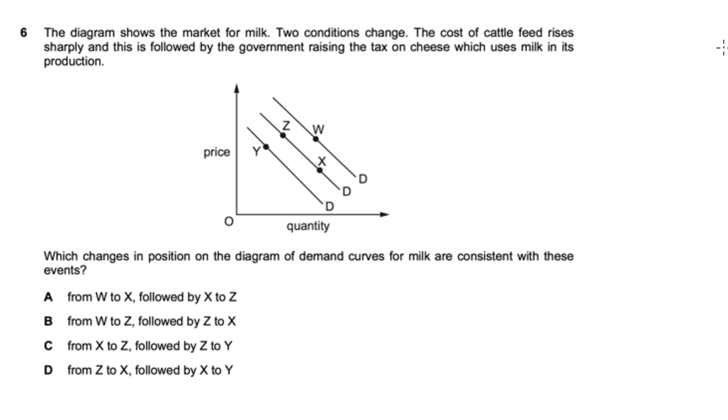Let's do question number 6. The diagram shows the market for milk. Two conditions change. The cost of cattle feed rises sharply, and this is followed by the government raising the tax on cheese, which uses milk in its production.